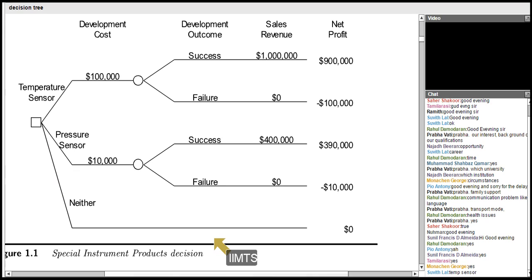Now, let me ask you, if you were the production manager, what would you do? What decision would you make? Would you decide to produce or not? And if you decide to produce, which are you going to produce? Are you going to produce the temperature sensor, or are you going to produce the pressure sensor?